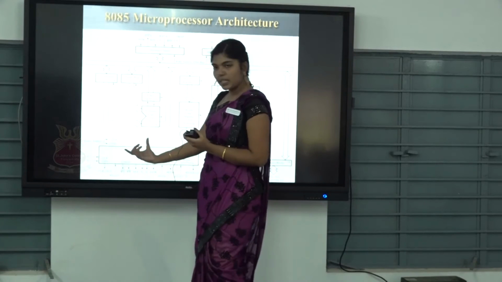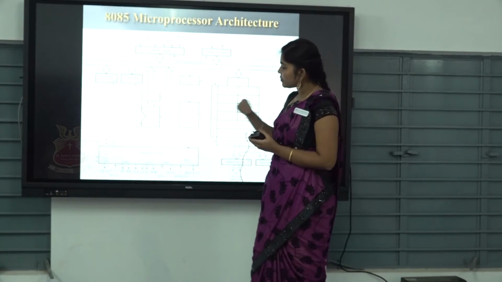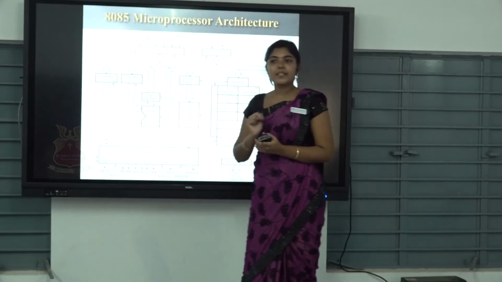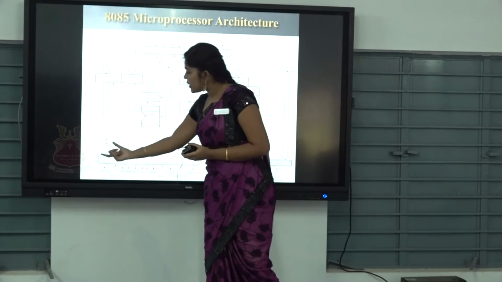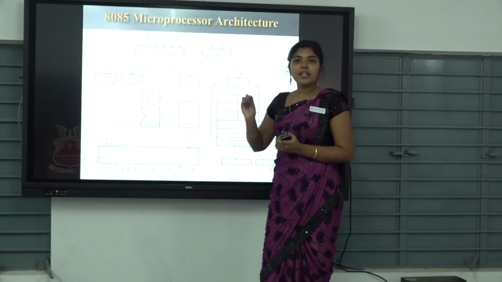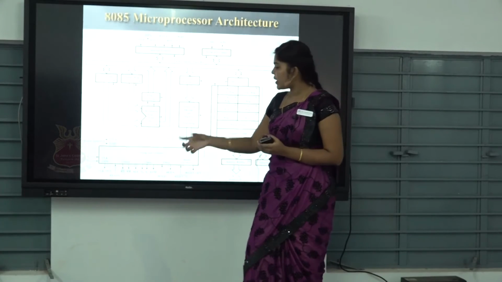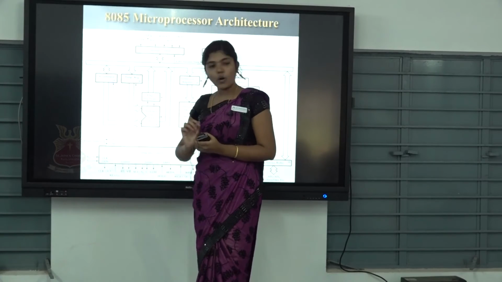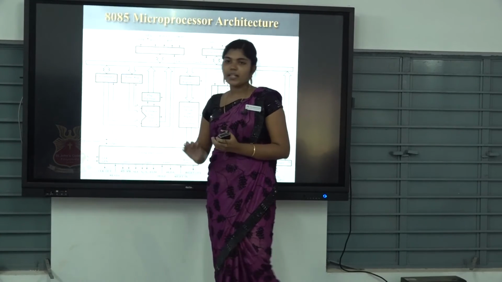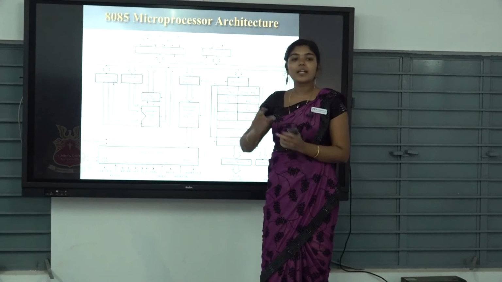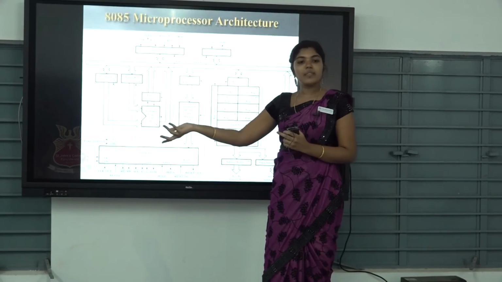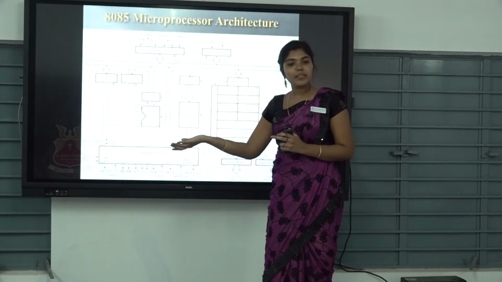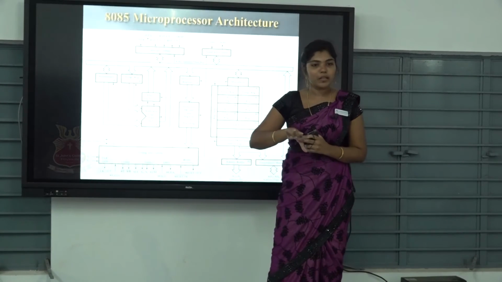Next I am coming to timing and control signals. Here X1 and X2 are two pins of the 8085 microprocessor. These X1 and X2 are the crystal pins, which generate the clock output. Next one is the ready signal. The ready signal is used to synchronize the other peripheral devices with this 8085 microprocessor.